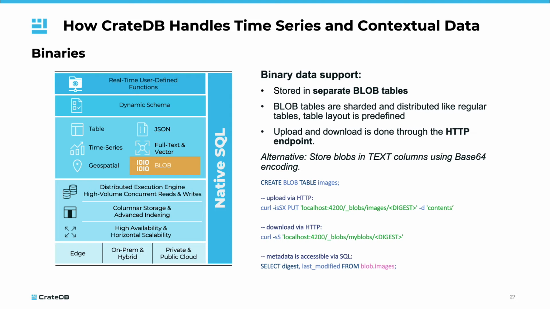They are stored in separate tables, which allows for different disk configurations than the regular database files. Upload and download can be executed via the HTTP interface of CrateDB. All metadata of binaries is available via SQL. As an alternative, binaries can also be stored in text columns using a base64 encoding. This closes our overview of how CrateDB handles various data types that are relevant for comprehensive time series data management.